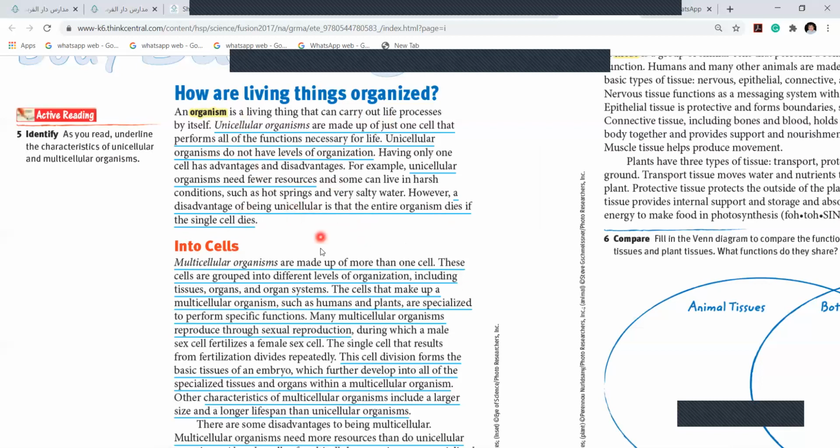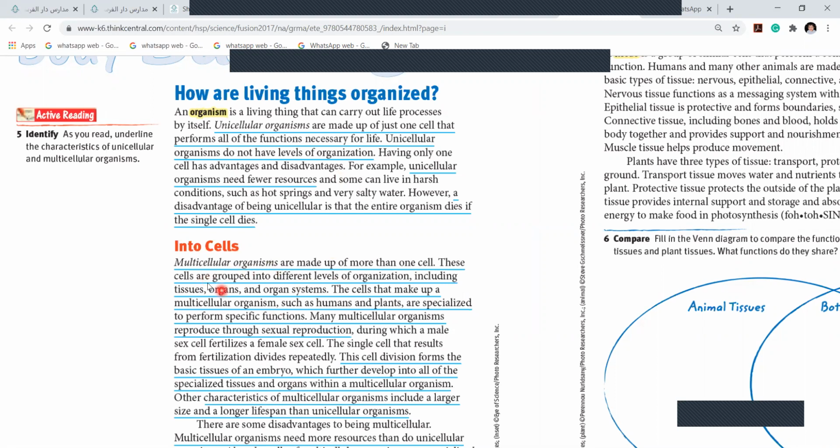Did you underline? What is underlined here? Did you highlight it? We underline it because this is the characteristic of unicellular and multicellular. Done? Underline it with the blue.